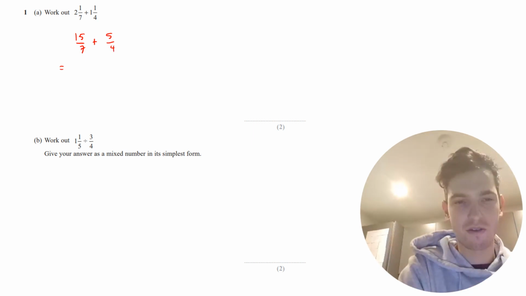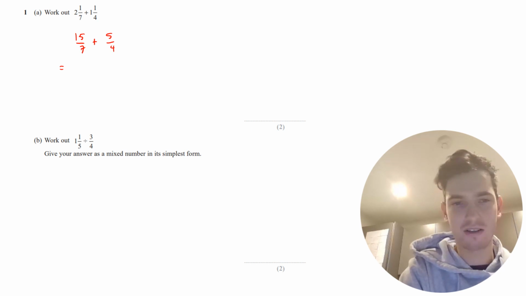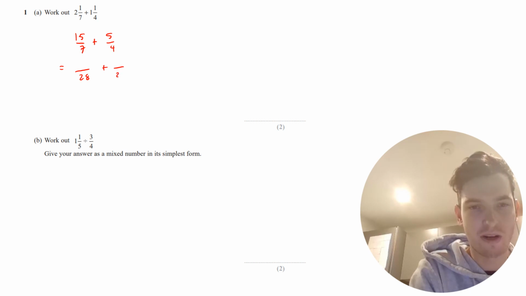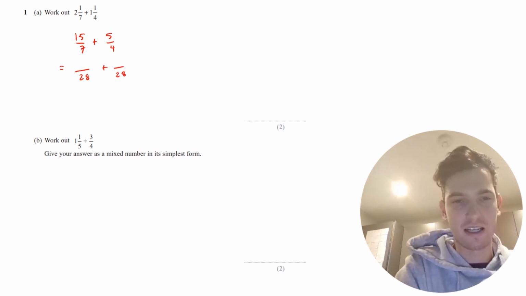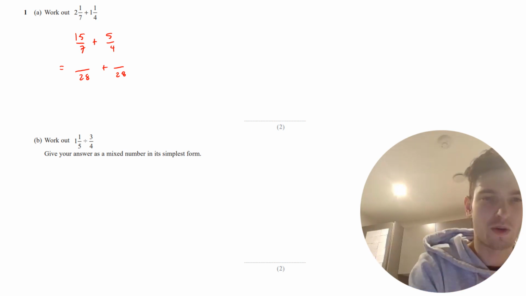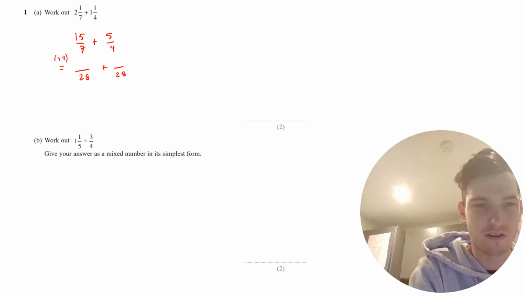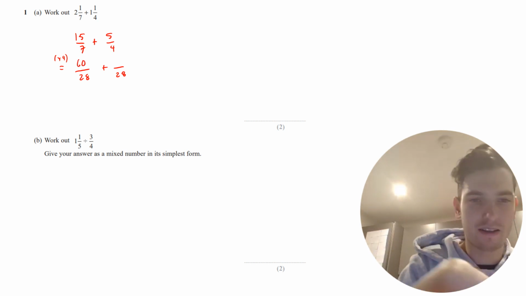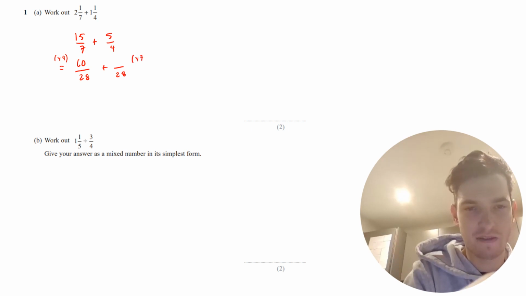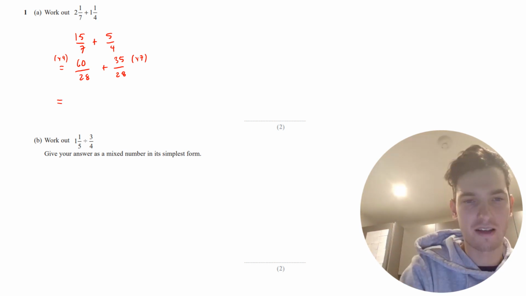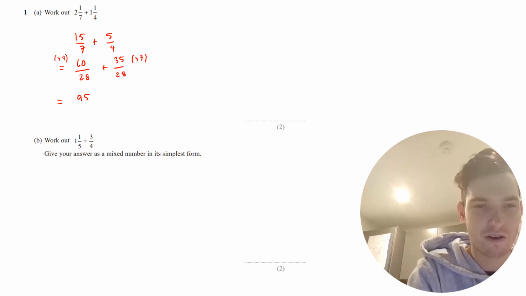Next, I need to convert to the same common denominator, so I can just do 7 times 4, which is 28. So 28 goes on the denominator, and now I need to find the numerators. So first one, to get from 7 to 28, I times by 4. So 15 times 4 is 60. Should be able to do that in your head. And then to get from 4 to 28, times by 7. So 5 times 7 is 35. And then I'm going to add them together. 60 plus 35 equals 95 over 28.